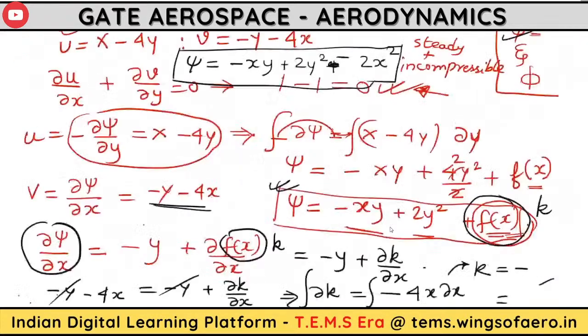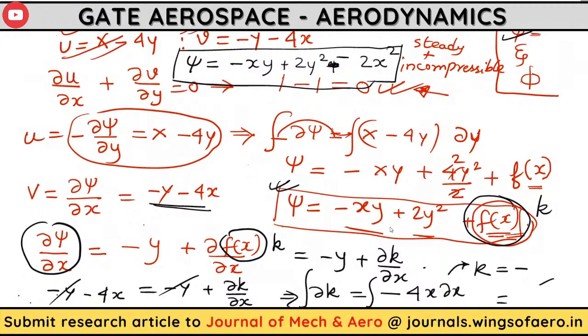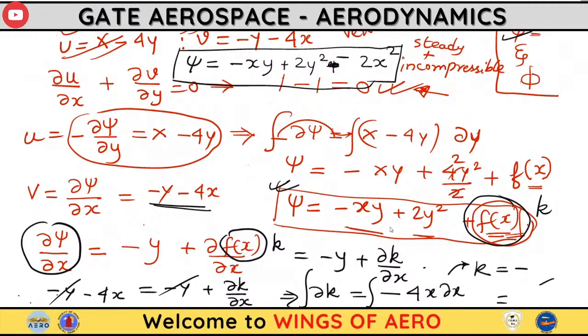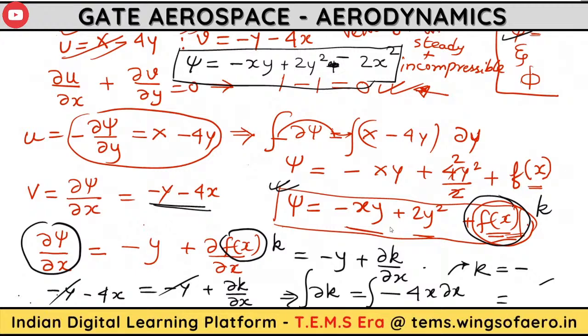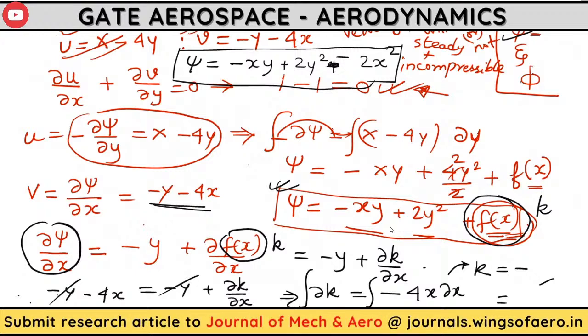Now they have given you this equation. What was the equation they have given? They have given you this u and v. Now from this equation, they will ask you whether the velocity potential will exist or not. The question can be asked like whether the velocity potential will exist on this parameter or not.